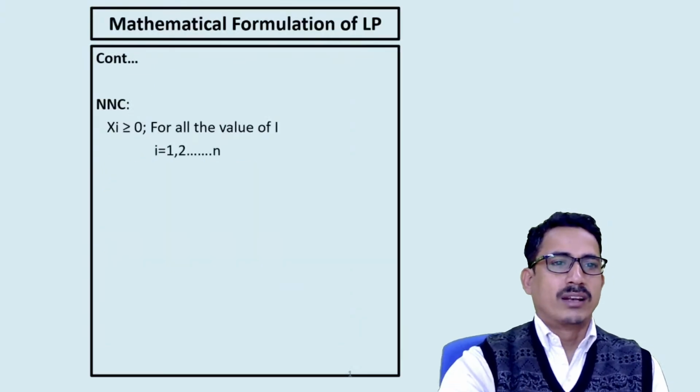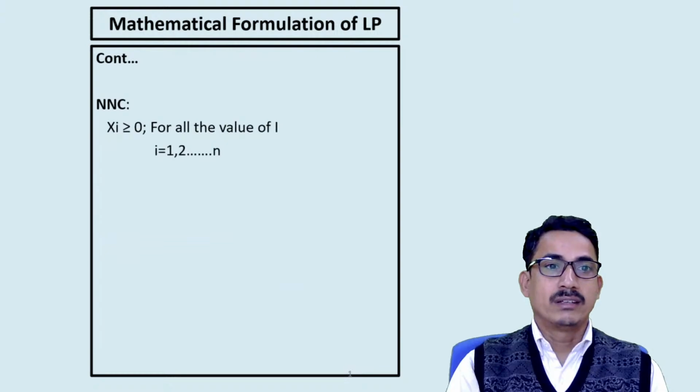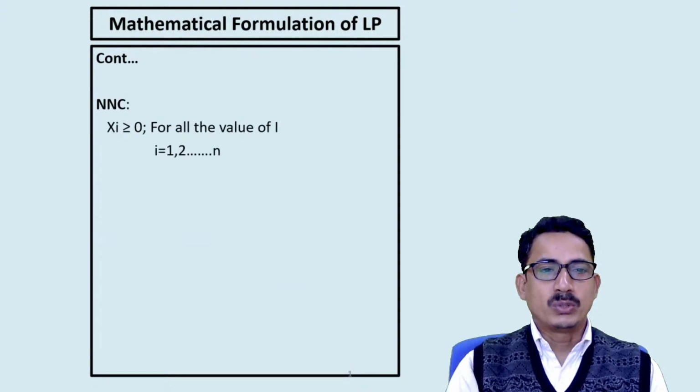Now coming to the last one. The last one is called the non-negative constraint. I said earlier, non-negative constraint means whatever constraint or variable you are taking, it should always be either positive or it should be 0. And I have given one example of when it will be 0 and when it will be positive.